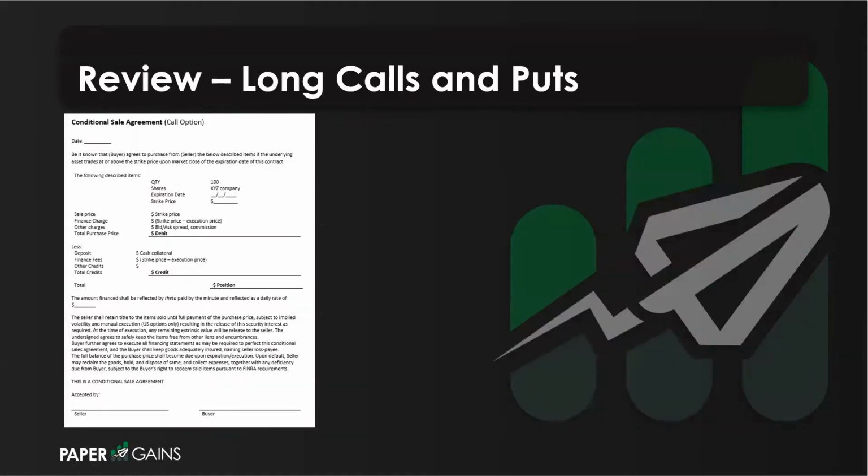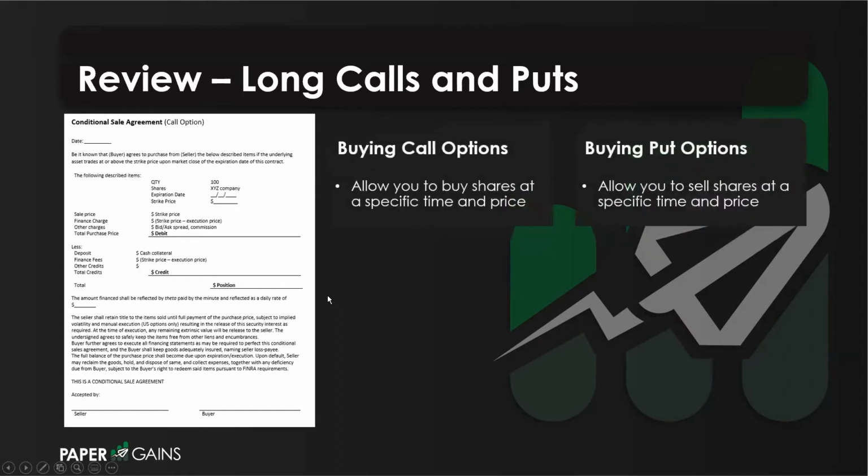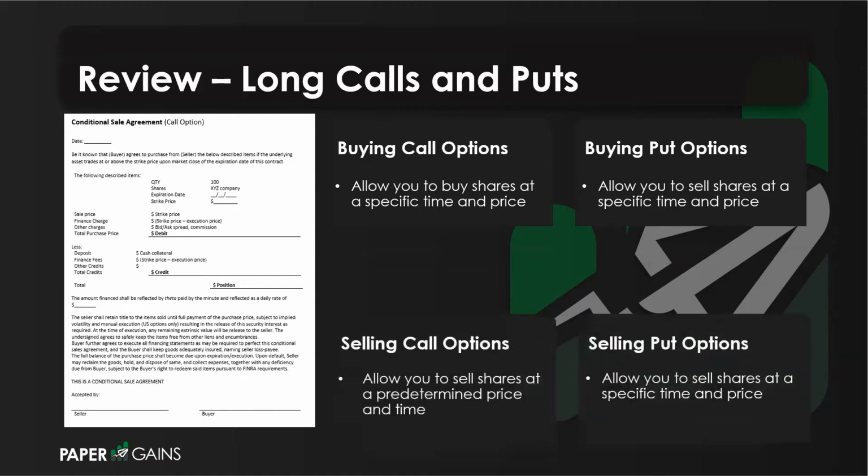Quick review. This is a copy of what we thought an option contract would actually look like. So just remember: buying calls gives you the right to buy the shares at a certain price and time. Buying puts gives you the right to sell shares at a specific price and time. Selling calls gives you the obligation to sell, and selling puts gives you the obligation to buy in the future.